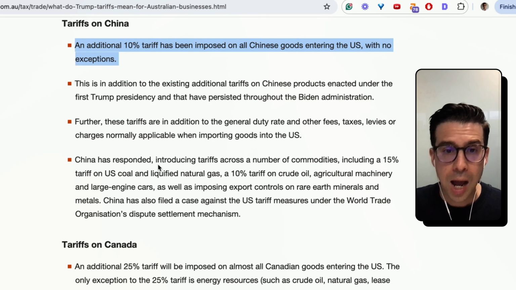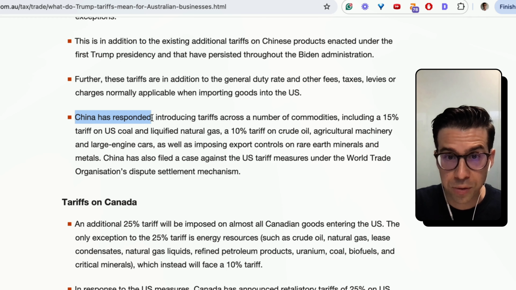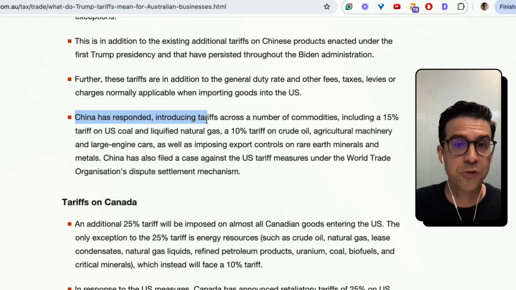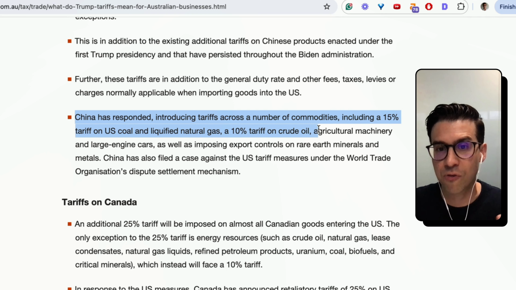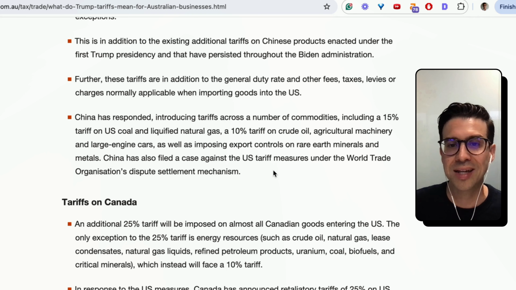Now, at the end of the day, what we can already see is that this has created a retaliatory effect. China has responded, they've introduced a number of tariffs, but they've been targeted. It's not across everything. It's on commodities: a 15% tariff on US coal and liquefied gas, and a 10% tariff on crude oil and agricultural machinery. And they've also, on top of that, filed a case in the World Trade Organization's dispute mechanism.